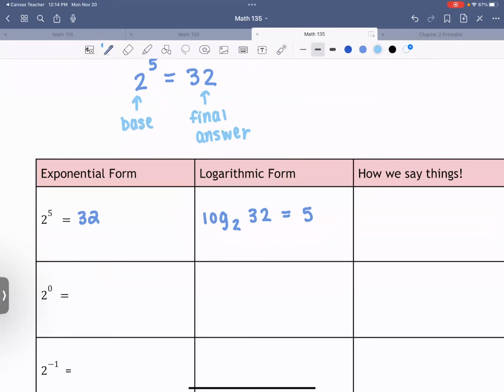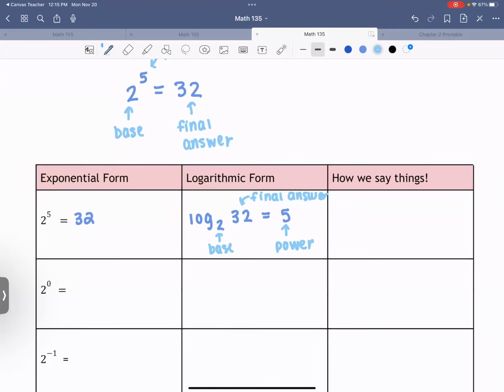Except now the information is written a little bit differently. Now the base is underneath the log. Now the final answer is on the left-hand side of our equation. And basically we're saying that the log equals the power. So instead of taking a number and raising it to a power and getting the final answer, we know the base, we know the final answer. Our question is, what's the power? What do I need to raise 2 to, to get to 32? I'll show you an easier way to think about it.